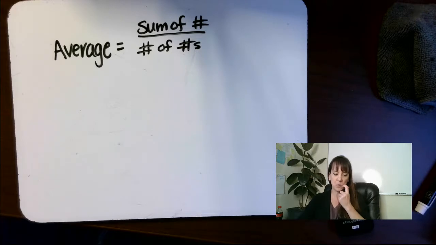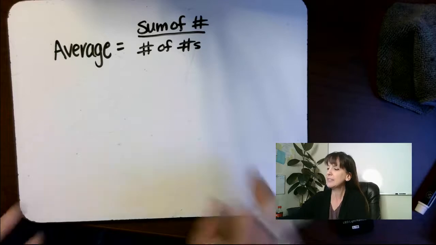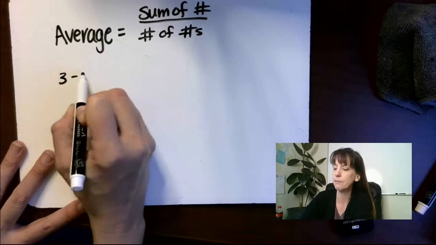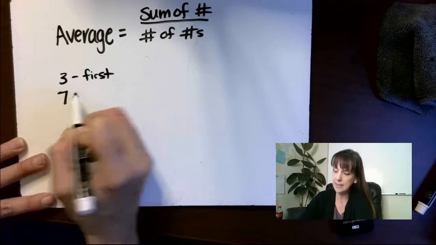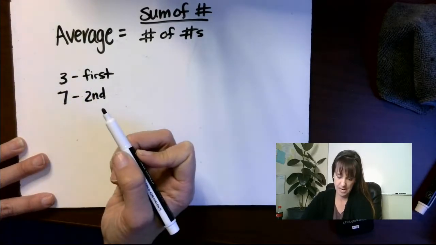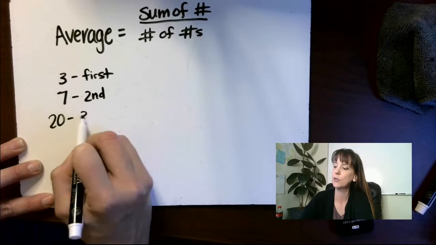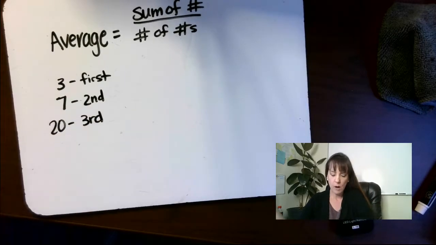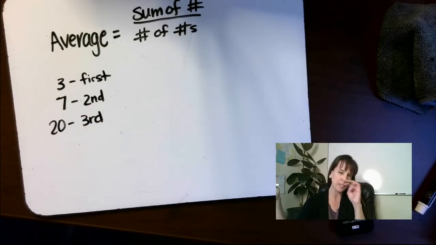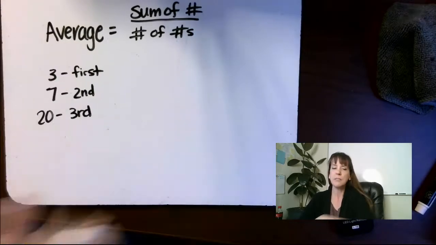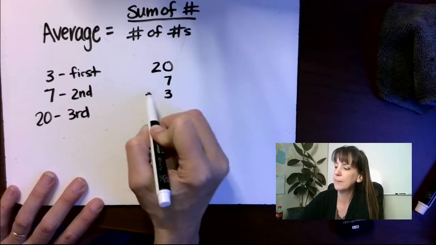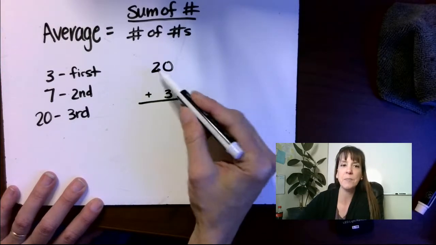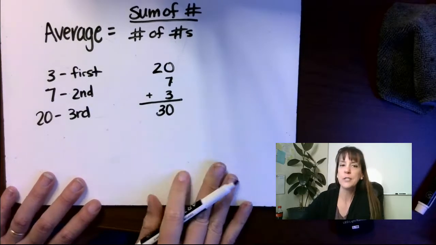For number 2, it says where people were seated, there were 3 in the first row, 7 in the second row, and 20 in the third row. What was the average number of people in each of the first 3 rows? Well, to find the average, what we do is add up 20 plus 7 plus 3. 7 and 3 is 10 plus 20 is 30. So there were 30 people.